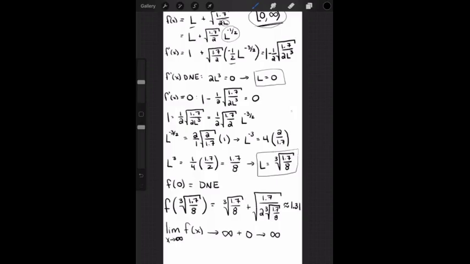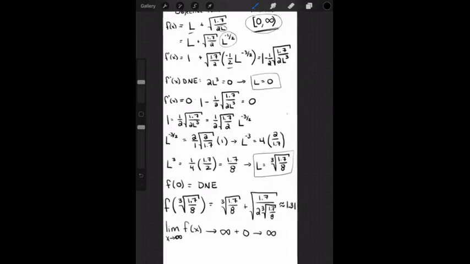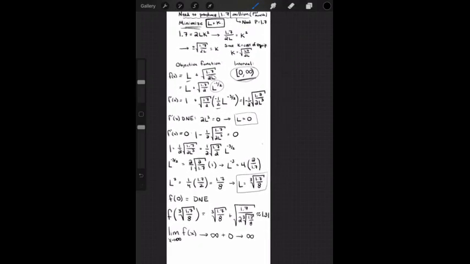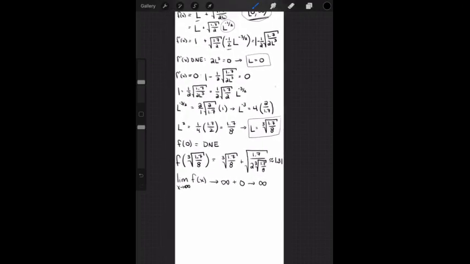So that gives us really, let's see, what did we want to do? We wanted to minimize, right? And as I'm pretty sure that 1.31, roughly, is less than infinity, that means that our answer is L equals the cube root of 1.7 over 8.